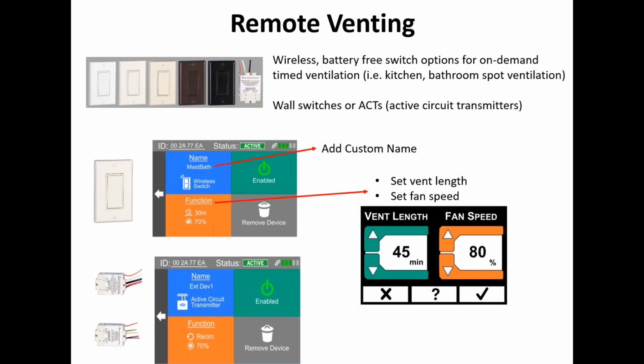The wall switches are nice because they're wireless. They're also battery free, so you don't have to replace a battery. Pressing the switch is enough power to generate the signal that's sent to the CERV, so you can place these anywhere in your house without having to add any wiring.